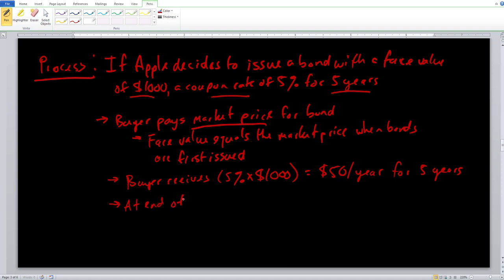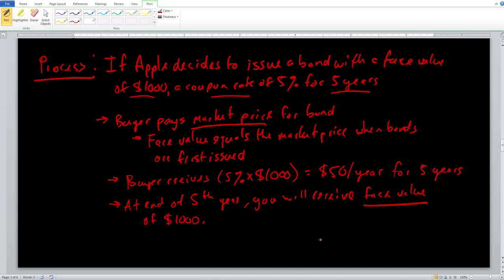At the end of the 5th year, you will receive the face value of $1,000. So as you can see right here, not only do you get the last $50 coupon, or the 5% coupon that you get from this, you are also going to receive the face value back of $1,000.